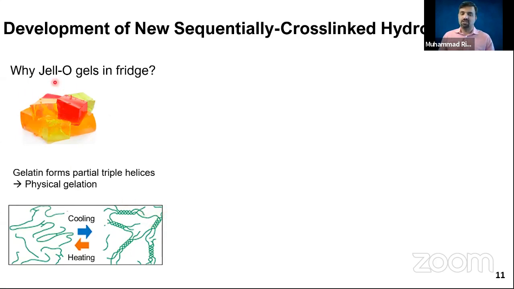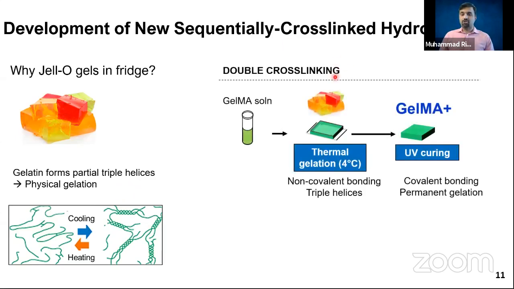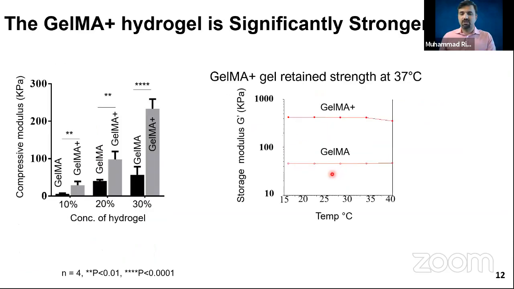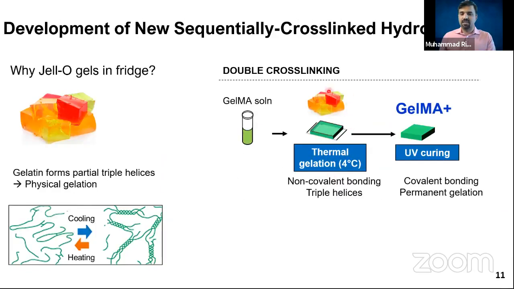And actually, if you heat this jelly, it will become a solution again, because it's non-covalent, it's non-permanent. So I thought, can we combine two types of cross-linking in the hydrogel to make it stronger? Can we have thermal gelation, in which we cool down the solution first, and then have UV curing, where we shine UV light on it? It'll probably give us a stronger gel because we have this double cross-linking, or sequential cross-linking, in this gel.